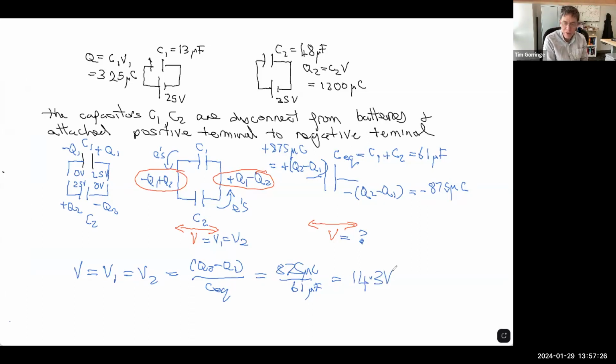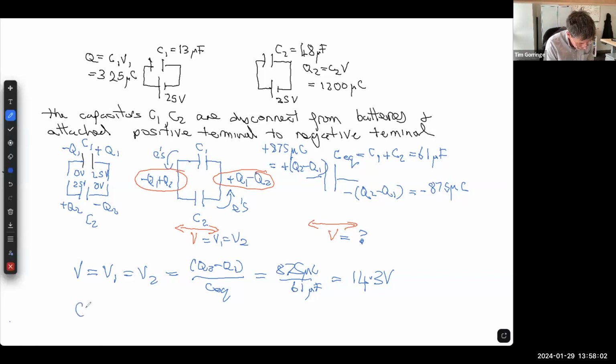So now we know we got 14.3 volts across the equivalent capacitor. We've also got 14.3 volts across C1 and C2. Remember, we started with 25 volts, but remember we redistributed the charge because the wires on the left and the wires on the right were not in equilibrium. And so we redistributed charge. We actually reduced the amount of charge on the plates of the capacitor. That reduced the potential differences between the plates of the capacitors. We reduced it down, it turns out, from 25 volts down to 14.3 volts.